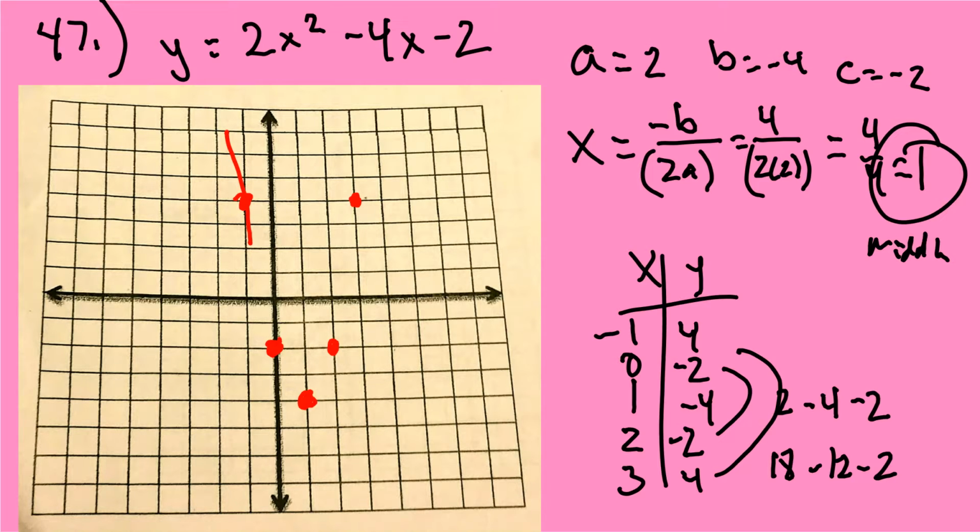Remember, it's got to be a U. It's got to have arrows that go up. It says it goes up forever. And that's it for 47.